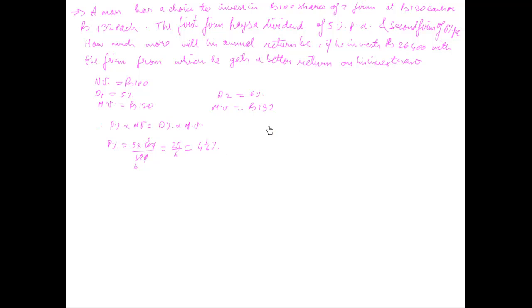And in the second case, again with the same formula, profit percent is equal to 6 into nominal value upon 132. It cancels with this to give you 22, cancels 11, cancels 50, and that's 4 6 by 11%. And of course, 4 6 by 11 is a better rate of return as compared to this. So the second investment is better.